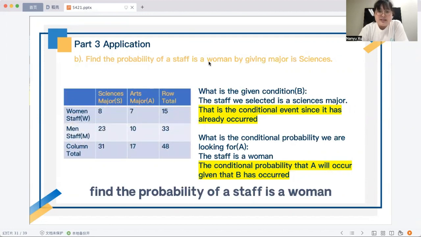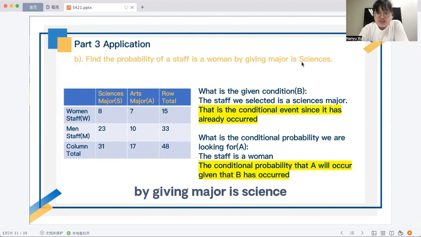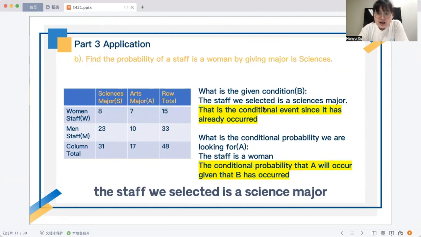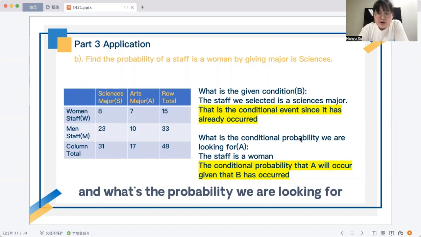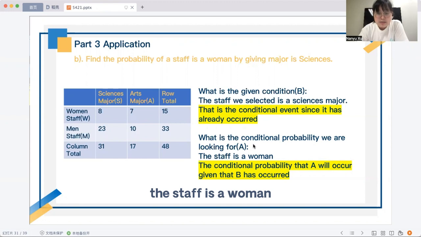Find the probability of a staff being a woman given that the major is science. What is the given condition here? The staff we select is a science major. And what's the probability we are looking for? The staff is a woman.